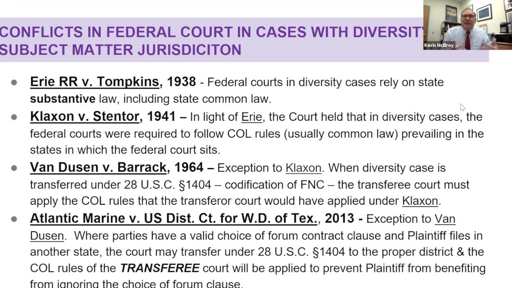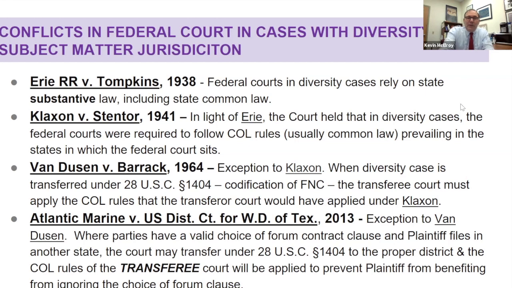Presumably the plaintiffs looked into this before they filed. And in Van Dusen, where they did nothing wrong, even though they get transferred, they get to keep their selection of choice of law rules, basically. In Atlantic Marine, where they were circumventing a proper contract clause, they're not going to be allowed to benefit.